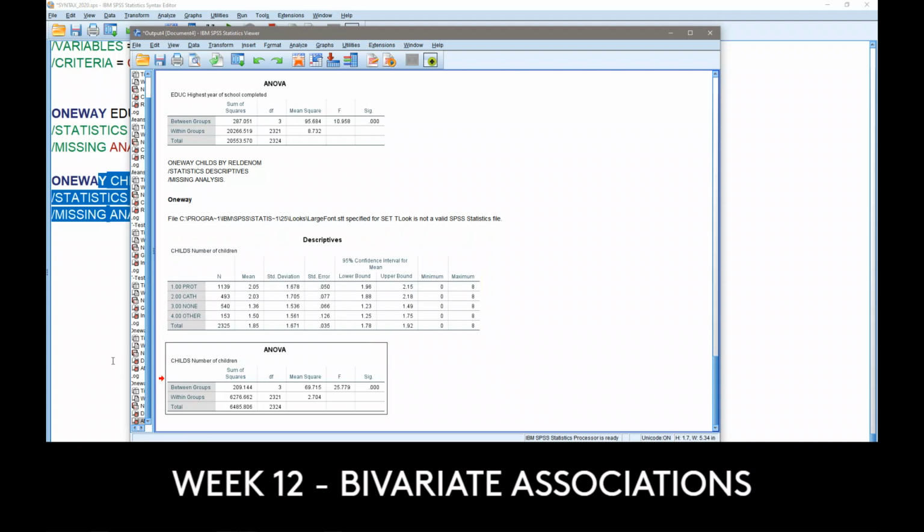Okay, you guys, that concludes our lessons for bivariate associations. In weeks 13 and 14, believe it or not, we are going to cover regression analysis. So we are getting into the hardcore stuff that I had talked to you about at the beginning of the semester, and now we have arrived.